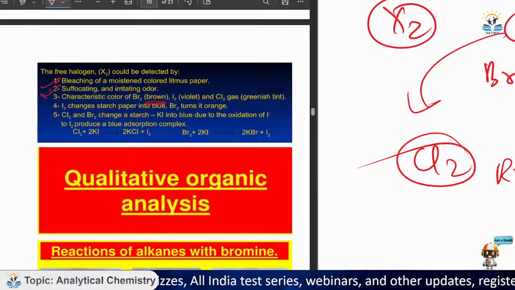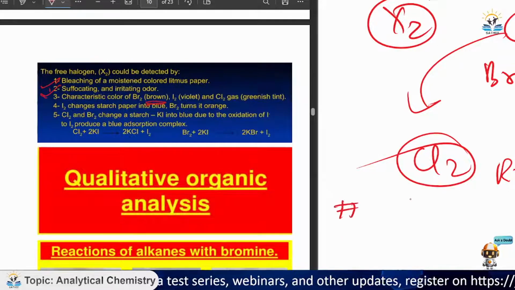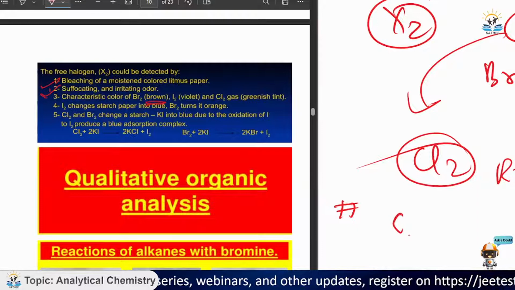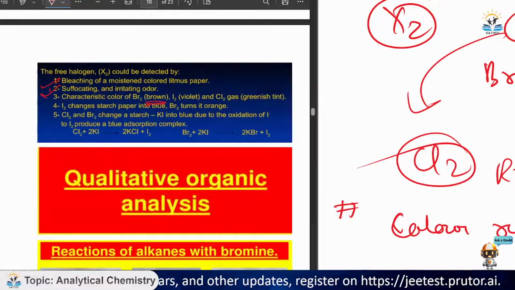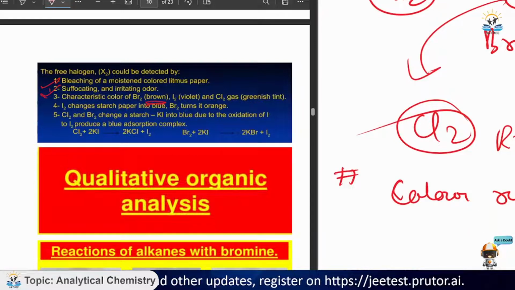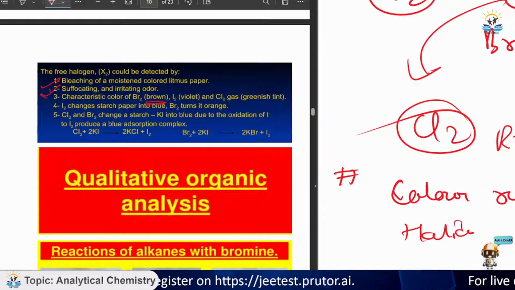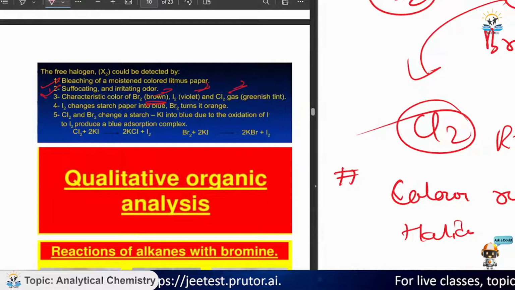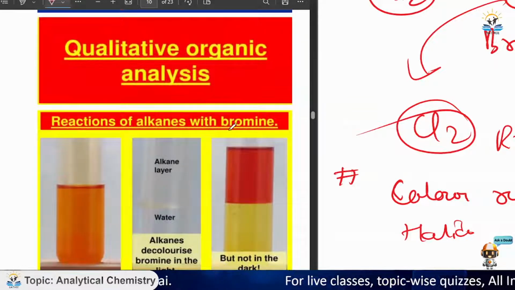You may have also seen in many textbooks that colors are written related to these. I'm writing this because you have to learn it: bromine brown, iodine violet, Cl2 greenish yellow. I2 turns starch paper blue. You can check this, or you may have learned it also.